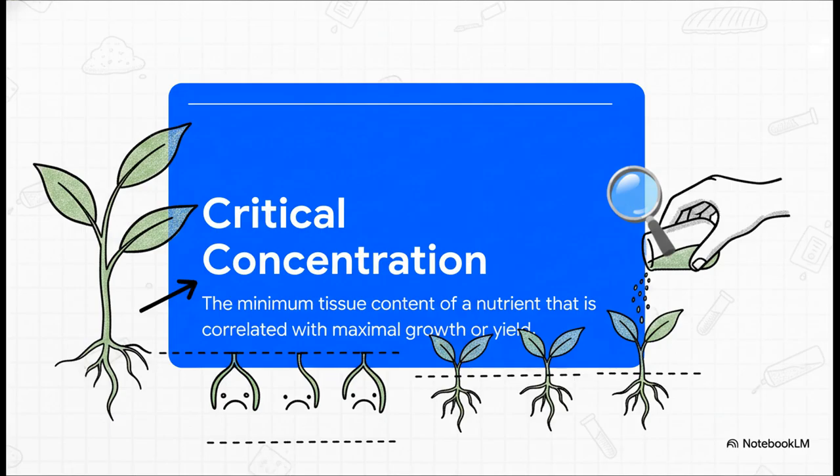Just think of it as the tipping point. It's that line between enough and not enough. If a nutrient is below this level, the plant is struggling and your yield is going to take a hit. It's the benchmark that turns all those lab numbers into a real, actionable diagnosis.